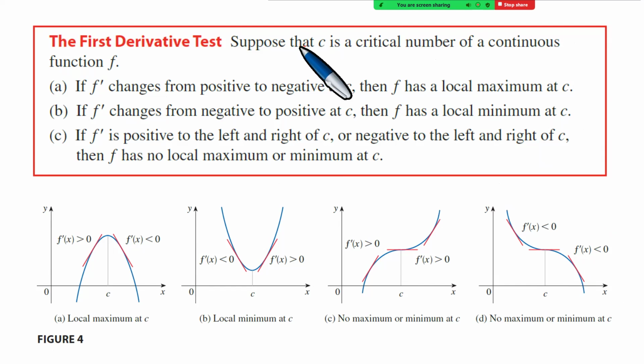So suppose that C is the critical number of a continuous function f. First derivative test. If f prime changes from positive to negative at C, then f has a local maximum at C. If f prime changes from positive, bigger than zero here, to less than zero here, it changes from positive to negative, then we say f has a local max. If f prime changes from negative, less than zero, to positive, bigger than zero at C, then f has a local minimum.